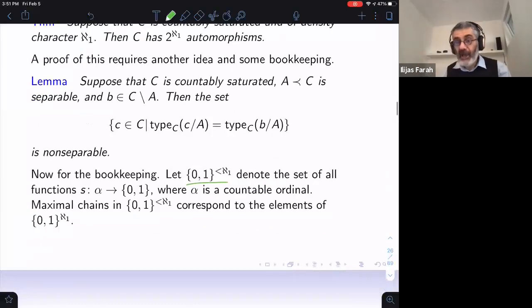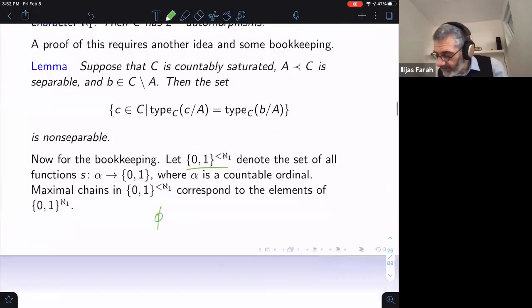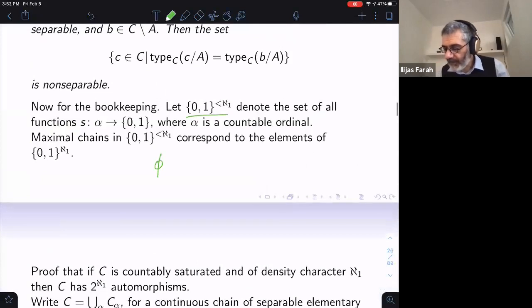And now any maximal chain in this tree gives you a function from aleph one into zero one. And how do we proceed? Well, you just construct an isomorphism. Let me just see if I wrote it. I did, okay, good.